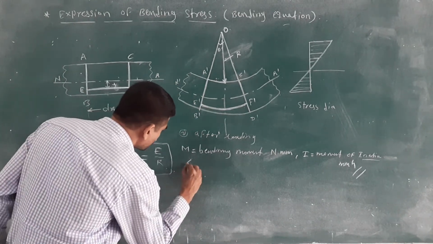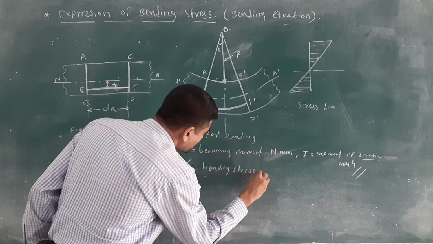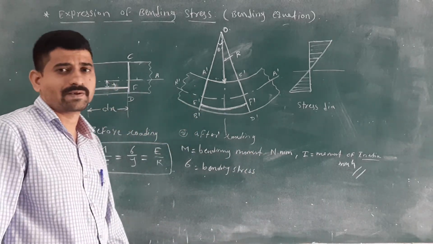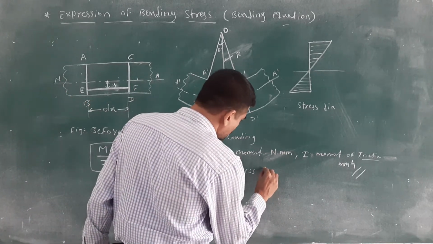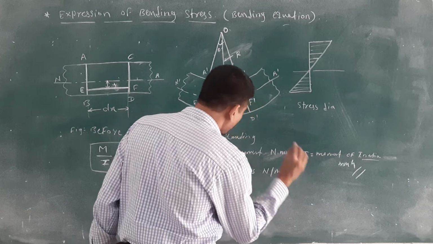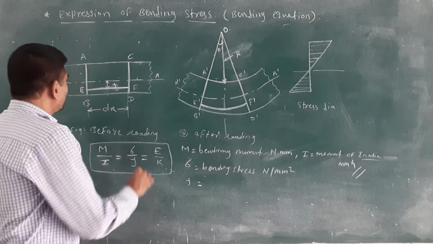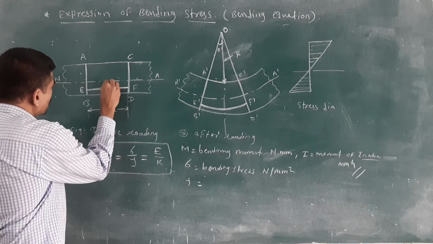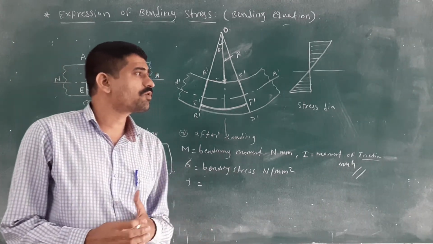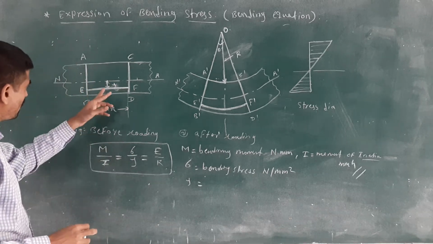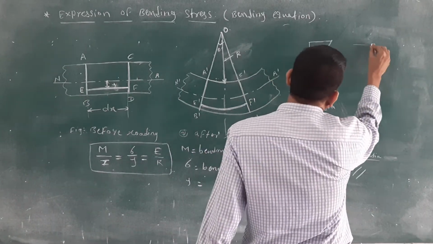Then sigma is the bending stress. In some books it is denoted by F suffix C, the flexural stress. Don't confuse it. You know the stress unit is Newton per mm square or meter square. Then Y, what is the Y? See, here I have shown the Y from the neutral axis to the near distance. You have to check the outermost value of that Y from the neutral axis. Suppose, for example, we take a rectangular body.